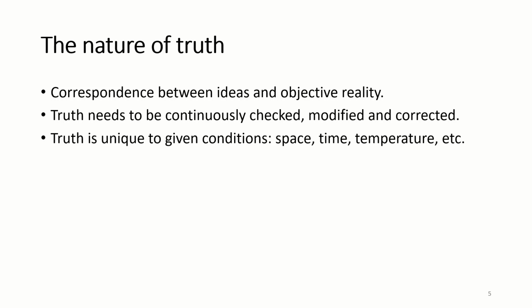So in science, we need to be proactive. We need to be active to check, modify, and correct, and that directly affects humanity. Also, truth is unique to given conditions. There is nothing called absolute truth, and we need to define which space, which time, which temperature, or other aspects give a specific truth. A specific truth is always desirable in the scientific world, because it gives us confidence and also repeatability of that truth under given conditions.